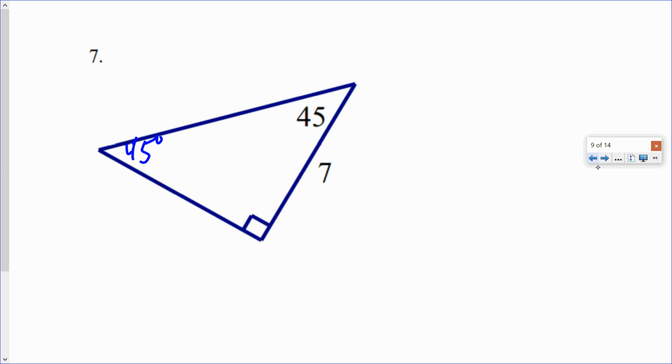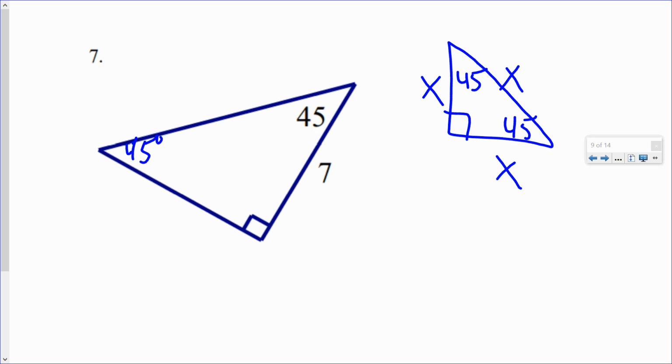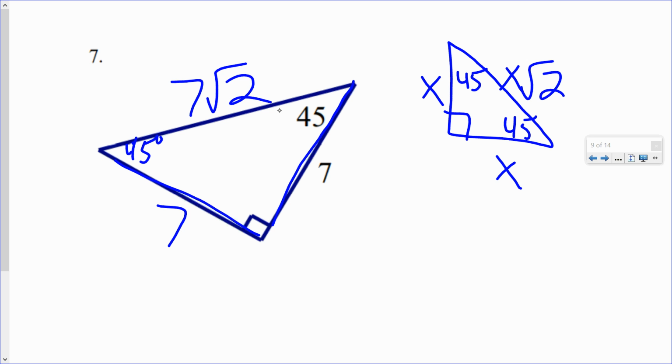Okay, now that you tried 7 and 8 on your own, 45, 45, 90. The sides are the same. The hypotenuse is the same as that with a rad 2 tacked on. So if this side is 7, then the other leg is 7, and the hypotenuse is 7 rad 2.